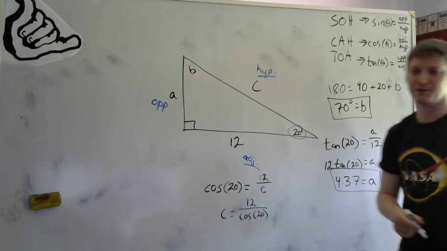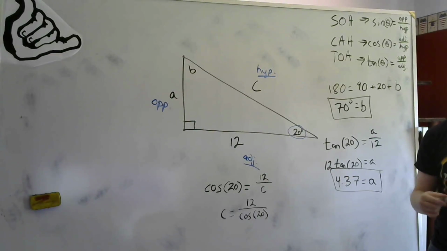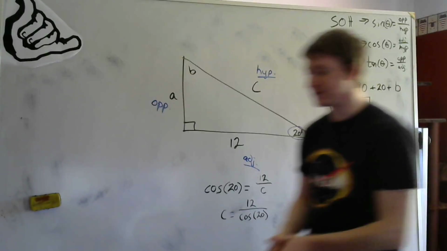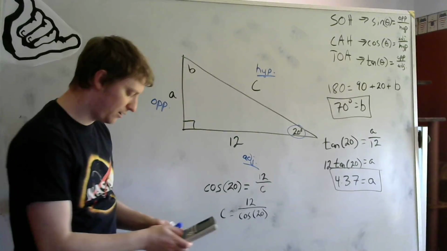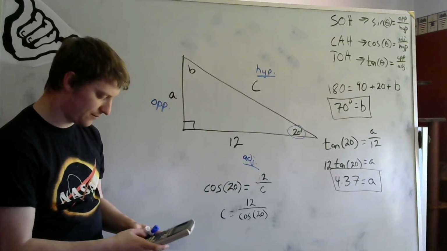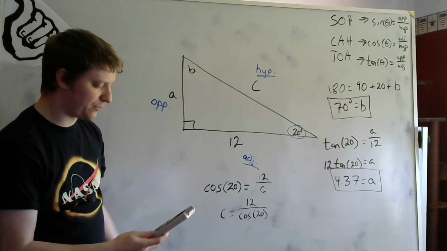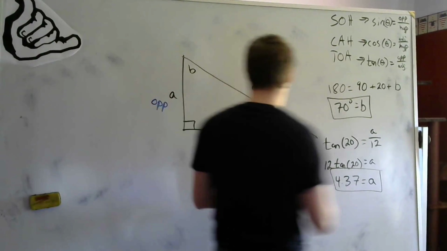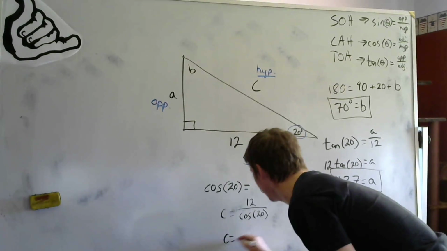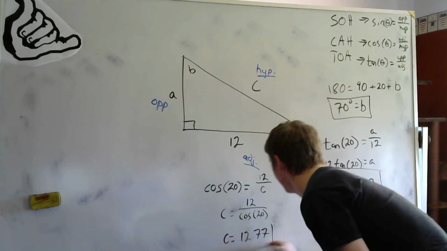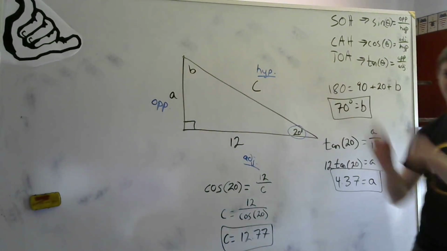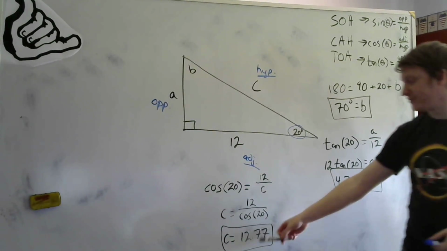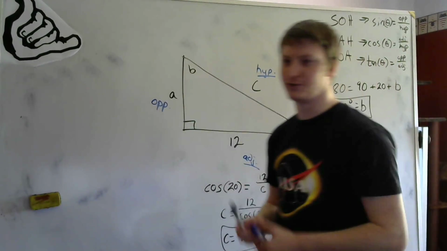This is awfully similar to that worksheet where you were solving for a missing side. So let's go ahead and figure out 12 divided by cosine of 20. I'm coming up with 12.77. C equals 12.77. And that makes sense because the hypotenuse should be the longest piece here. You could verify this as well with the Pythagorean theorem or using other trig functions.